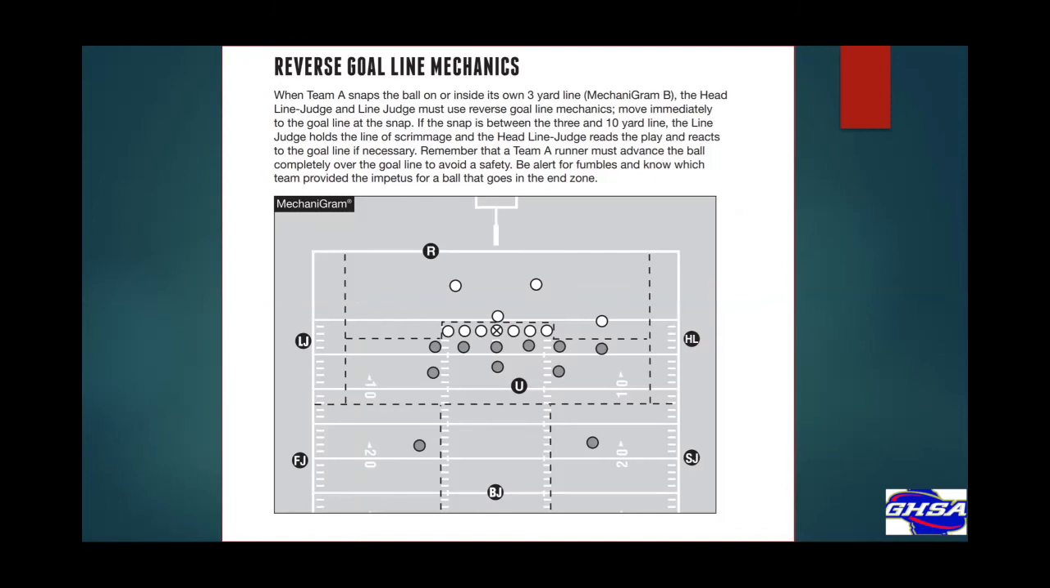What about these reverse goal line mechanics? Reverse goal line mechanics really start at the 3 yard line back to the goal line. So our wings are going to make their way back to the goal line and work their way back out. So it's not as critical for us to make our way up to the line of scrimmage.